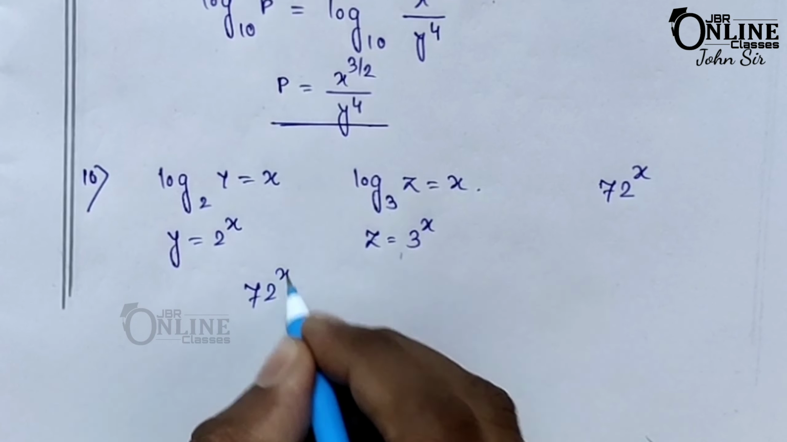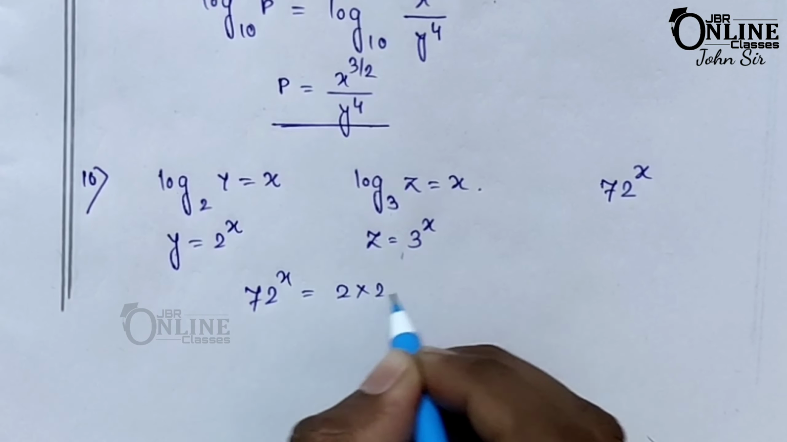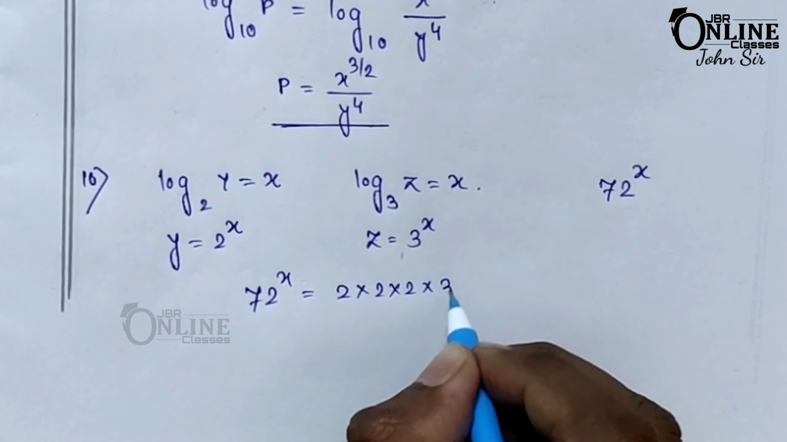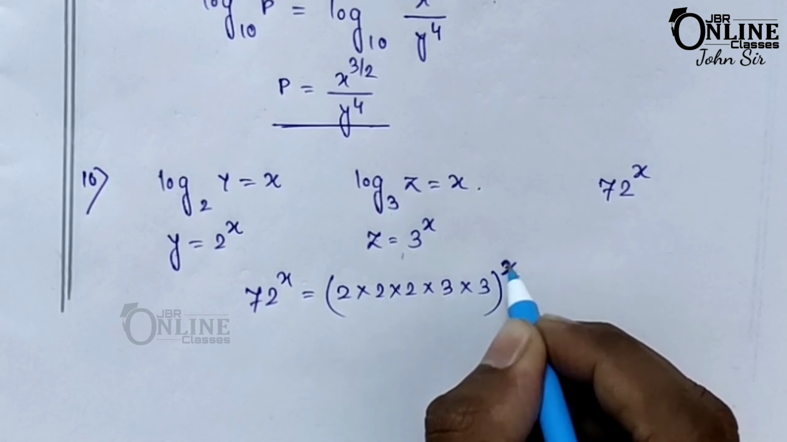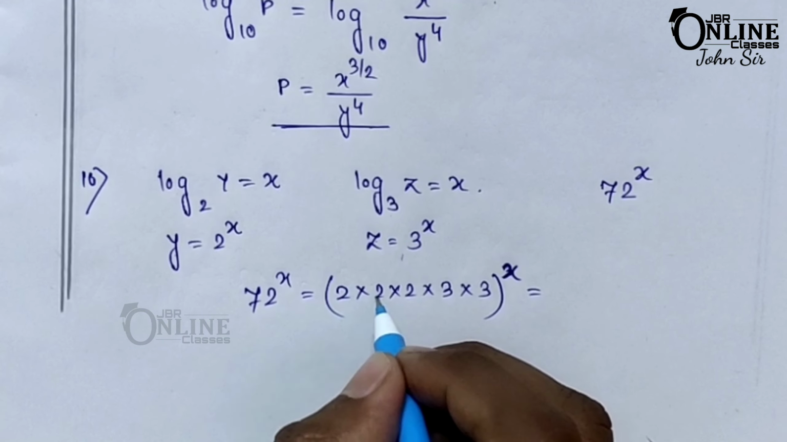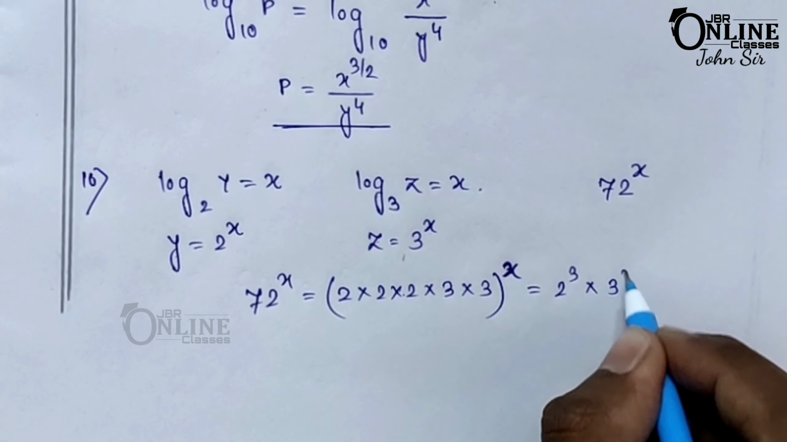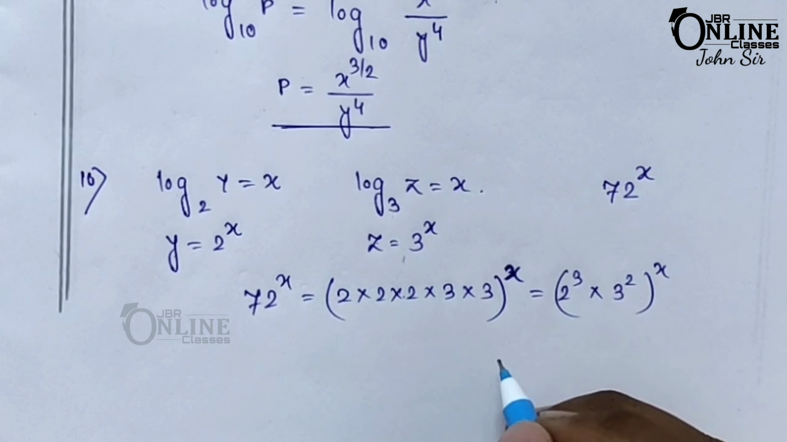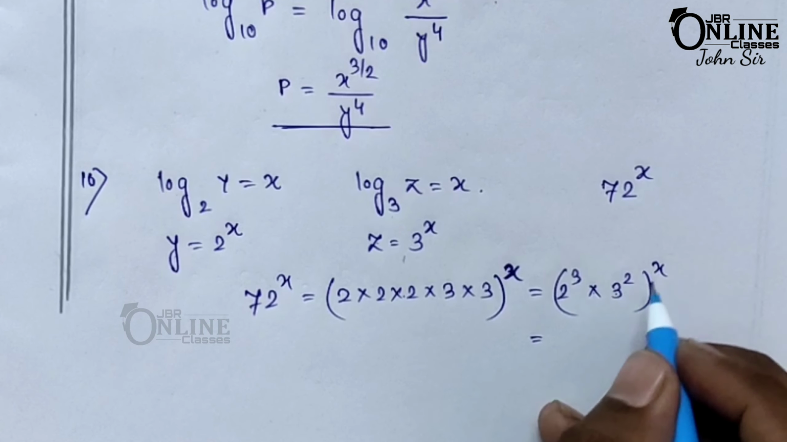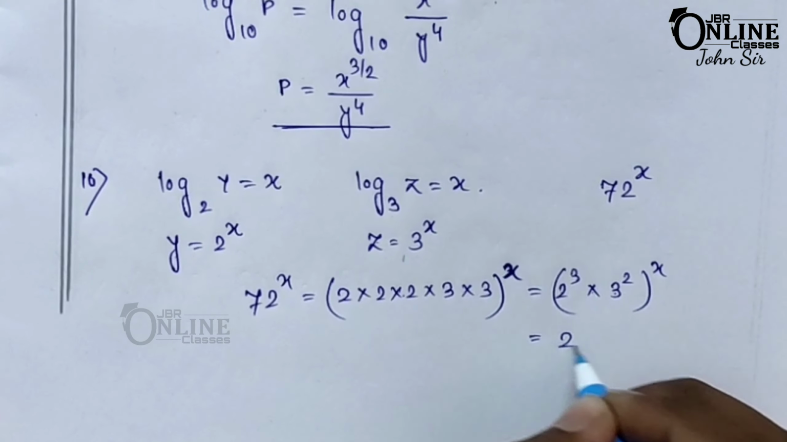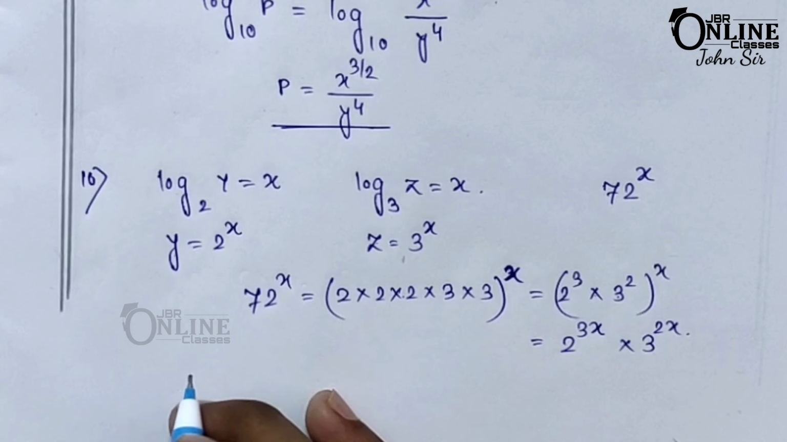Now 72 to the power x. First factorize 72. You will get 2 into 2 into 2 into 3 into 3, to the power x. Now 2 into 2 into 2, that means 2 to the power cube, and 3 into 3, that means 3 to the power square. Okay. So here 2 to the power cube into 3 square, to the power x. So that will be 2 to the power 3x into 3 to the power 2x.